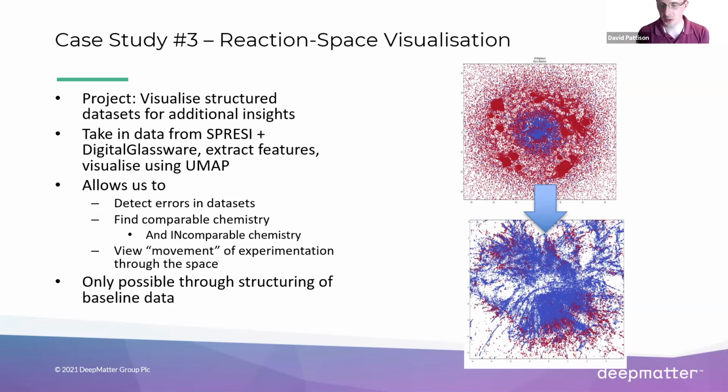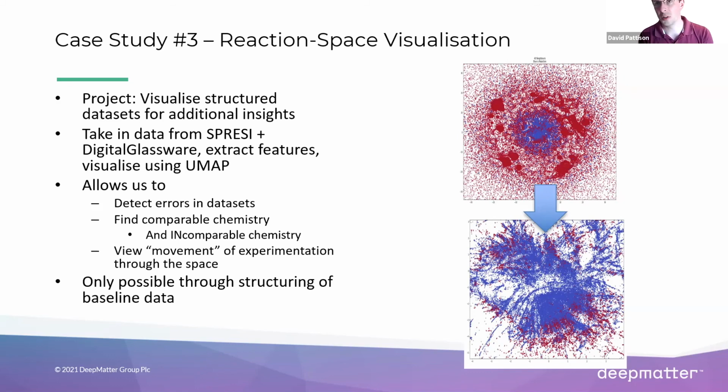So what we wanted to do was say, well, let's take Sprezi and let's take the data in DigitalGlassware and let's try and visualize it, because I sometimes hear people talking about visualizing chemistry space, and I've never really seen a good picture of chemistry space because it always looks too small and narrow. So this image you see on the top right is about 99.9999% of Sprezi, which is circa 4.5 million reactions.